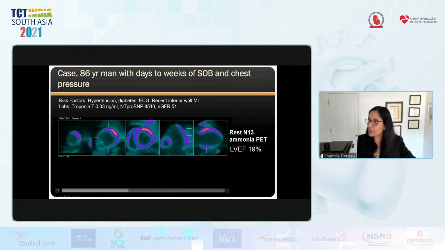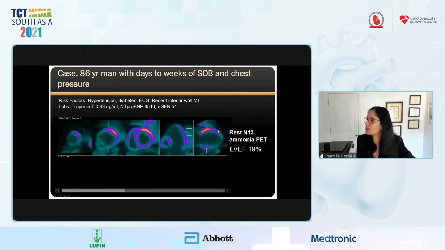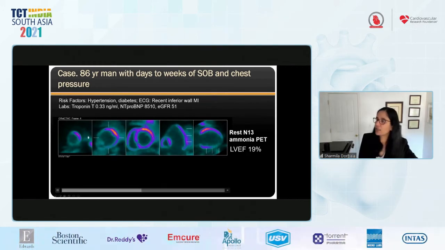Here's his rest N13 ammonia PET study showing a massively dilated left ventricle with perfusion defects involving the septum, the inferior and infralateral walls, as well as the mid to apical anterior wall and apex. And the question here is, are these hypoperfused segments viable?